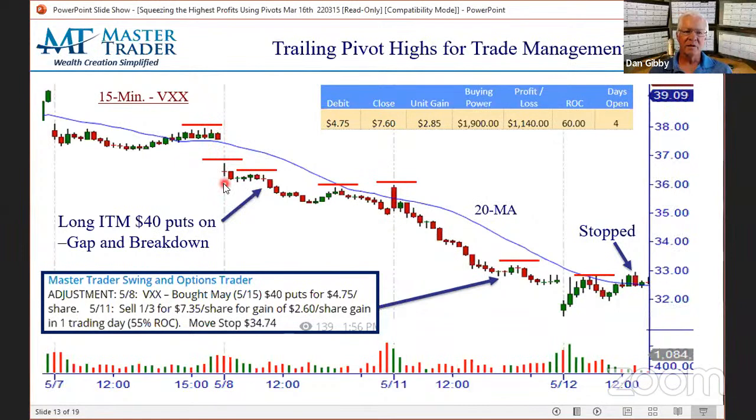And you could have shorted the VXX, but in this particular case, we gave our subscribers: let's buy the in-the-money $40 puts for a swing trade. So our original stop is here. And you might well say, why are you trailing on a 15-minute chart if it's a swing trade based on the daily? I get that. I'm just showing you pivots, which would be a tighter management to protect our gains.